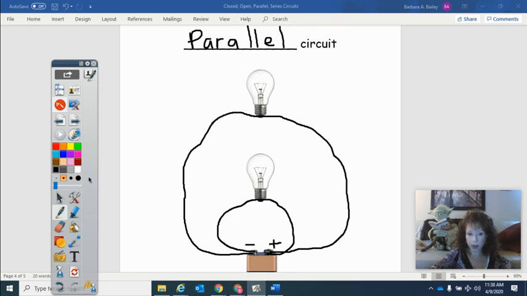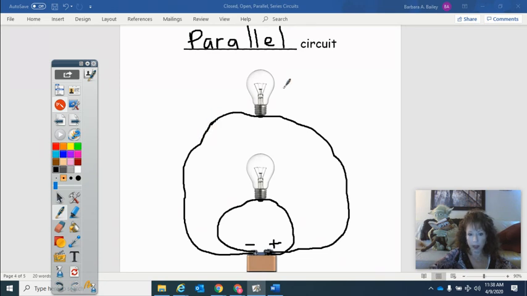And so in a parallel circuit, if this particular light bulb, let's just say there was a break here. Maybe the wire came loose or something happened where this light bulb is not working. This one will still be able to work because it has its own connection to the power source. So that's a parallel circuit, meaning that if this one goes out, this one can still continue to work.